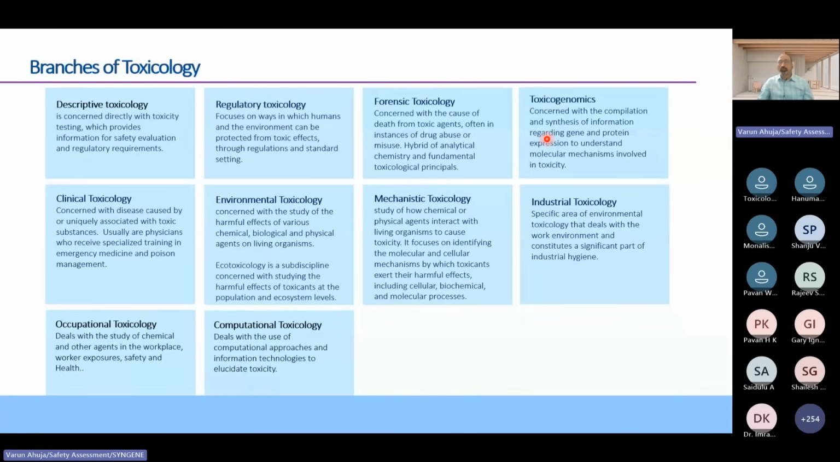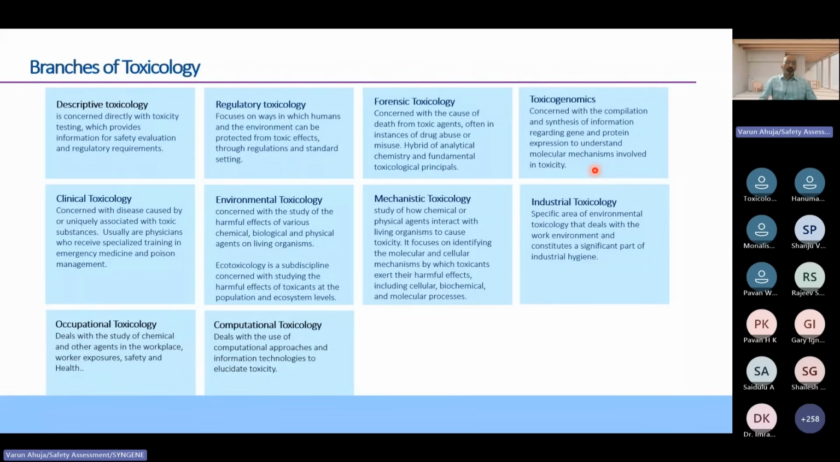Toxicogenomics is concerned with the compilation and synthesis of information regarding gene and protein expression to understand the molecular mechanisms involved in toxicity. So far it was more used for mechanism of action and other purposes, but now it has been accepted by regulatory agencies also. So recently, EPA has included toxicogenomics in a 5 day in vivo toxicity assessment, where the animals have to be dosed for 5 days, and then the organs are taken out to understand the gene expression.